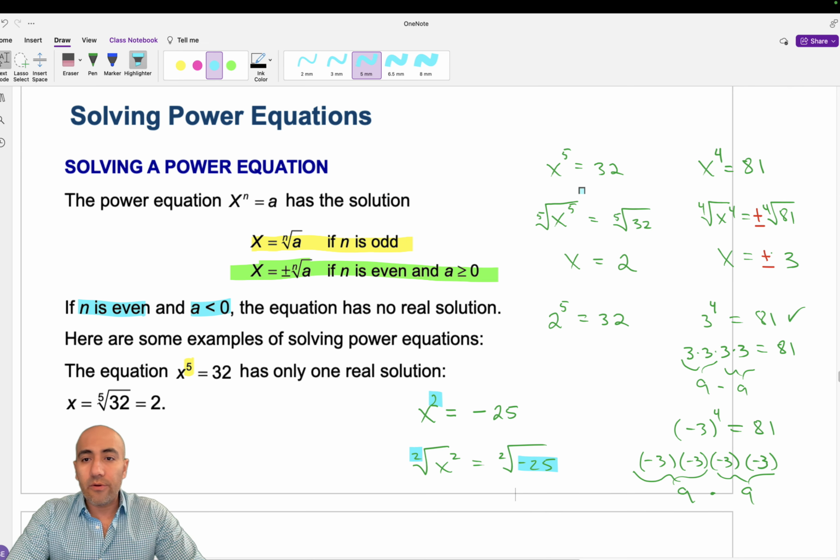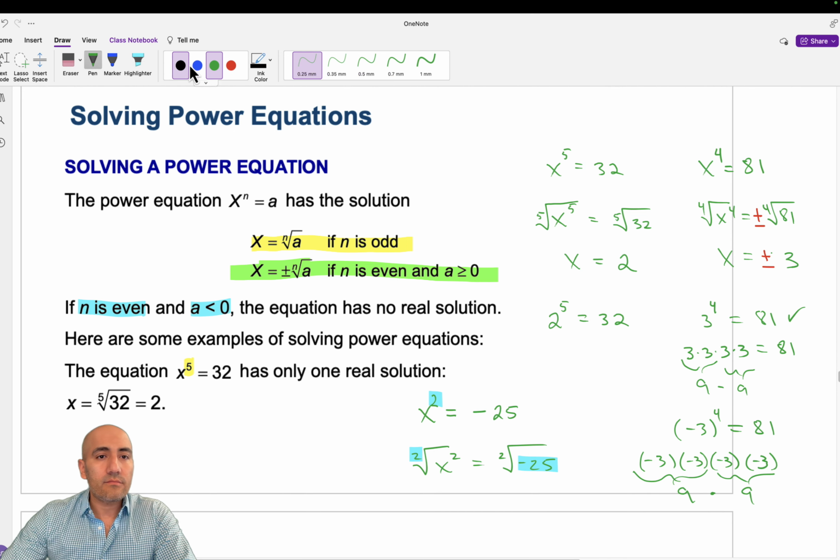If it's odd, then we only get the answer. Also notice, by the way, that we're allowed to have a be negative if we have an odd index. So going back to this guy over here, if we had x to the power of 5 equal to negative 32, then we can go through the same process, take the fifth root of both sides, the fifth root of negative 32, and we're allowed to have an odd index here.